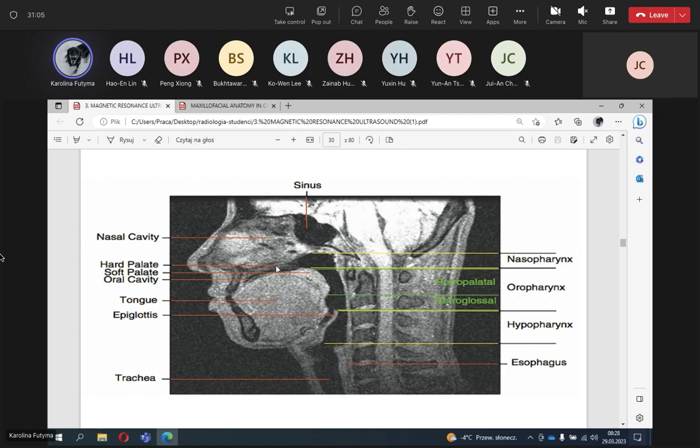Then we have the hard palate, soft palate, and oral cavity, and the tongue itself. Here we have, of course, the bony structures and our teeth. You have to imagine that here we have our teeth. Here we have our nasopharyngeal airspace. So the trachea will be here probably. Here we have part of the esophagus, and so on.